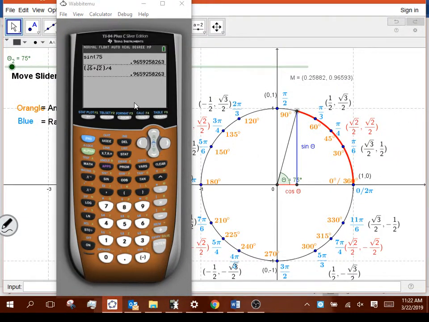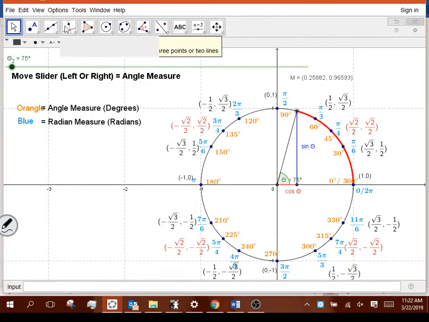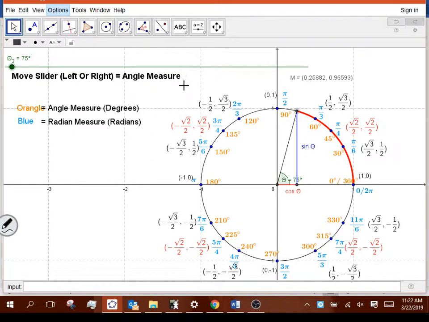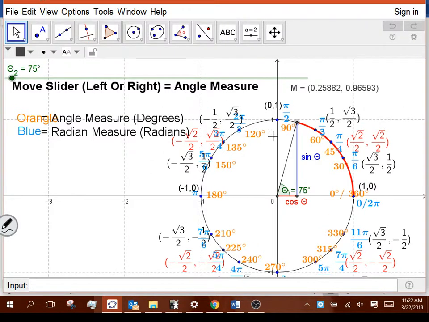Okay? If I look at the unit circle here, I've got this thing traced out to a 75 degree angle. Let's see if we can change the font size a little bit for you. Okay? So I've got this angle traced out, this arc traced out to 75 degrees. Okay? And point M is where my cursor is. If we look at that point M right here, so this right here is the sine of that 75. Does that make sense? Okay?